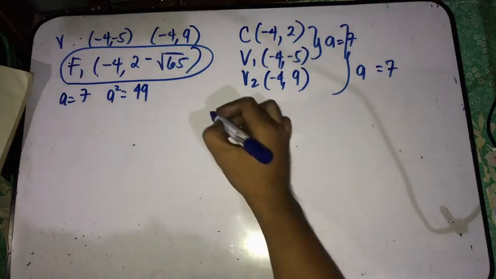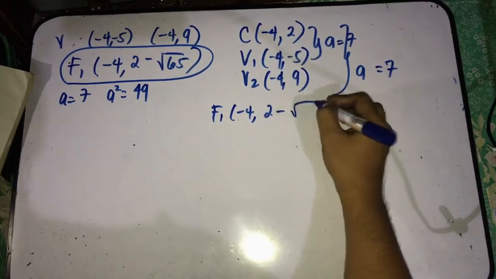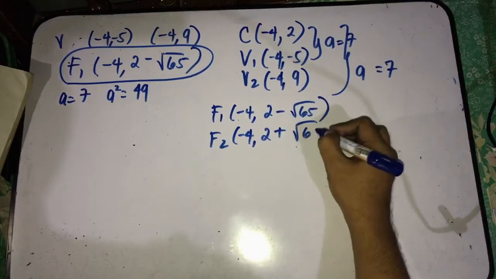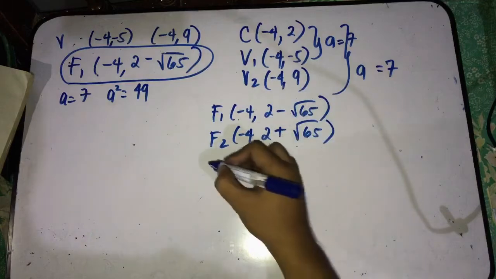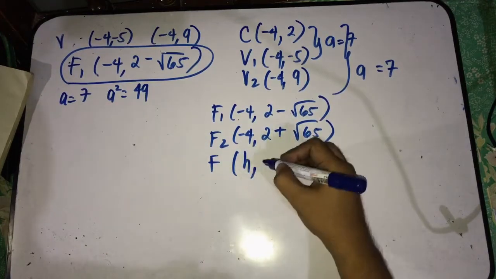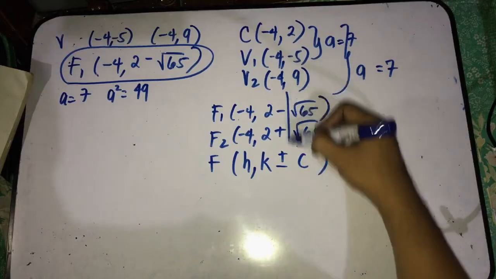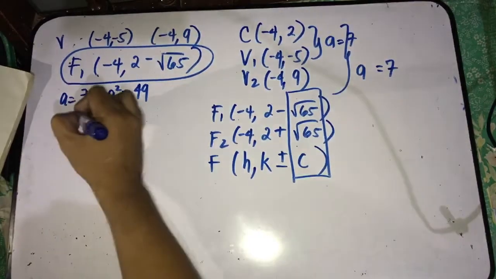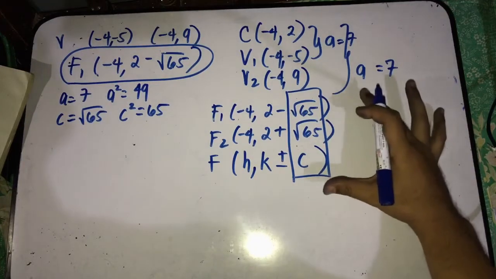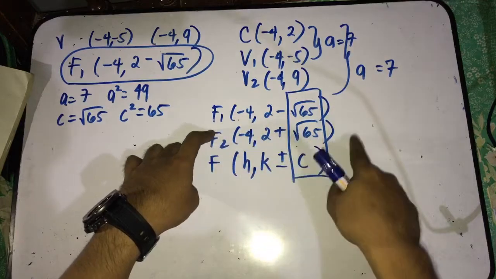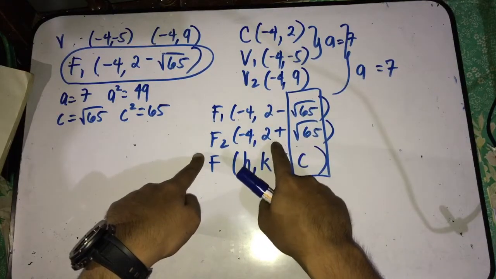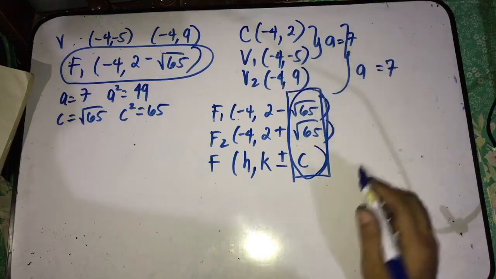The F1 given to us is (-4, 2 minus square root of 65). Therefore, F2 is located at (-4, 2 plus square root of 65). What is the formula for F1 and F2? The formula for F is (h, k plus or minus c). Therefore, this is the value of c. We know that c is equal to the square root of 65, and that c squared is equal to 65. Remember, when you are given one focus in this form, its partner uses the same numbers, but with plus instead. So you can see right away that this is the value of c.